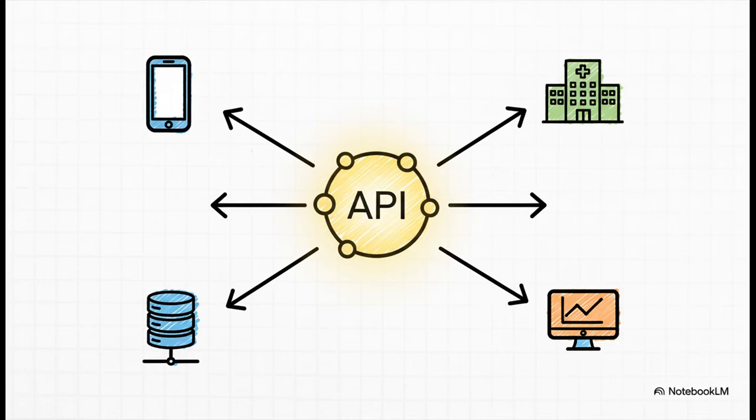At its heart, the API is that common language. It's basically a set of rules that lets all the different pieces of the health system, whether it's a mobile app, a hospital's database, or a government dashboard, talk to the main DHIS2 platform without any confusion. It makes sure everyone is speaking the exact same data dialect.